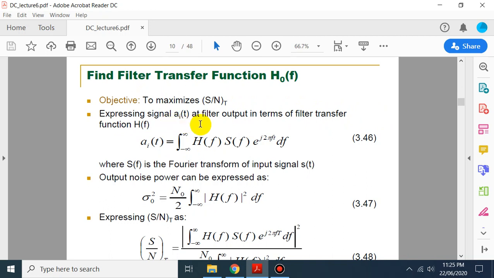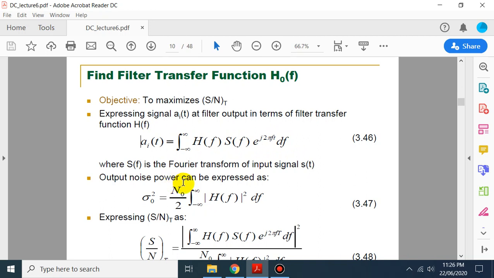Now, expressing the signal a_i(T) at the filter output in terms of the filter transfer function. This a_i(T) signal, our given data, should have a maximized signal to noise ratio, so it is represented in terms of the transfer function, where S(f) is the Fourier transform of the input signal and H_0(f) is the transfer function. So it is represented with this Fourier transform.